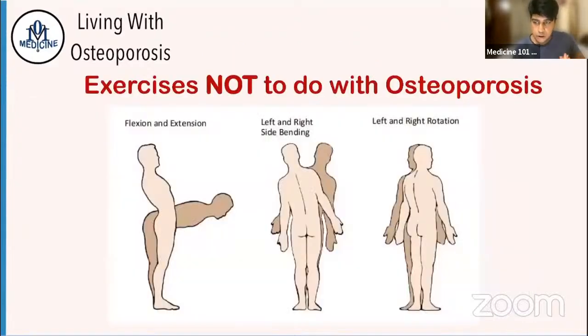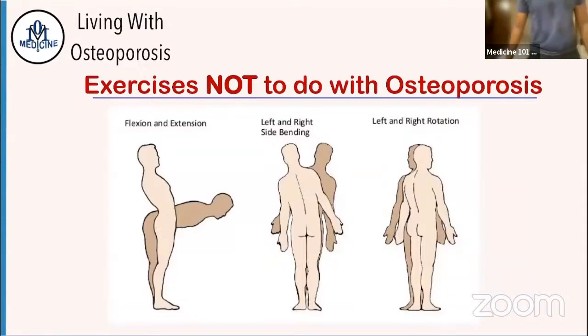This part is the most important part that I want to talk about. These are the exercises to not do with osteoporosis. If you have osteoporosis, these should not be part of your exercise. You should never bend forward like this, because that increases your risk of fractures. And these exercises also increase the risk of a fracture because you are compressing. When you bend, you are putting a lot of force this way.